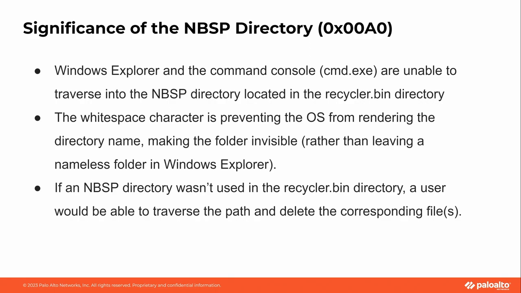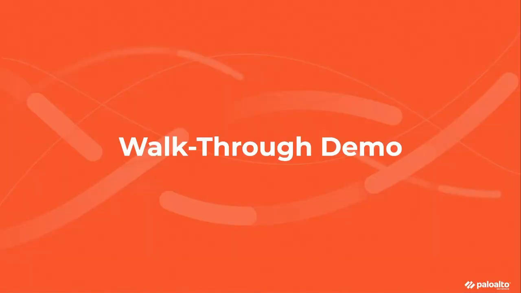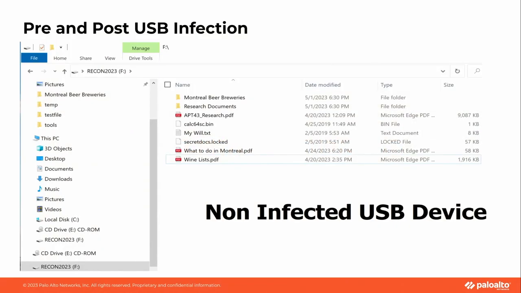Now, I should point out, if you didn't use the NBSP, the user would be able to navigate to that directory and delete the associated files or copy them off. So, as I've been talking, I'll give a quick walkthrough demo. Here we have a pre and post USB infection. I have a drive F. Its name is Recon 2023. That would typically be the manufacturer's name.